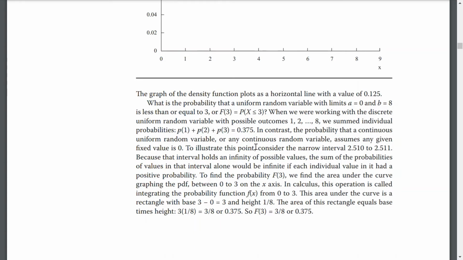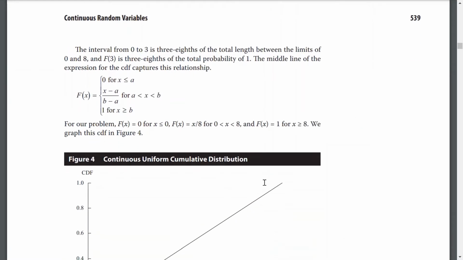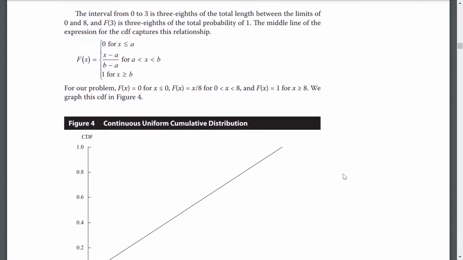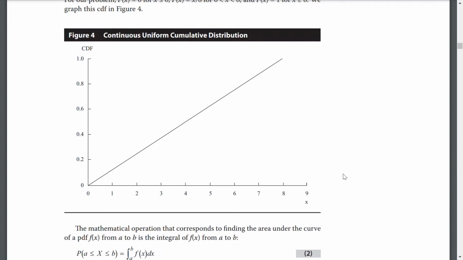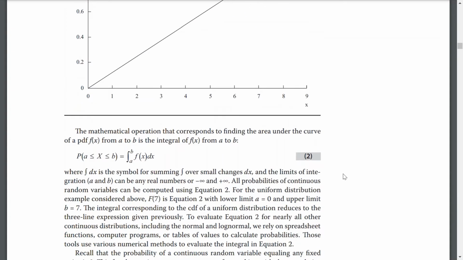0.375. The interval from 0 to 3 is 3/8 of the total length between the limits of 0 and 8, and F(3) is 3/8 of the total probability of 1. The middle line of this expression for the CDF captures this relationship. For our problem, F(x) equals 0 for values x less than or equal to 0. We could graph the CDF in Figure 4 like this. So the CDF is when you add up the previous values as well.